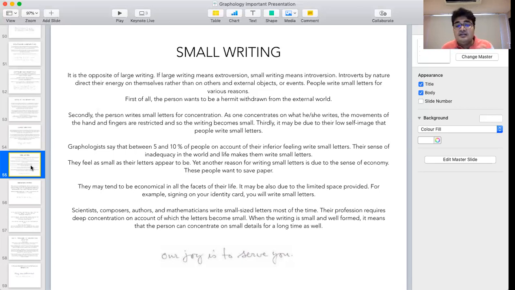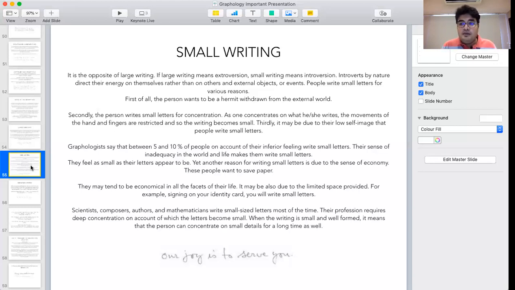Yet another reason for writing small letters is a sense of economy. These people want to save paper. They may tend to be economical in all facets of their life. It may also be due to the limited space that is provided. For example, when signing on your identity card, you will write small letters.